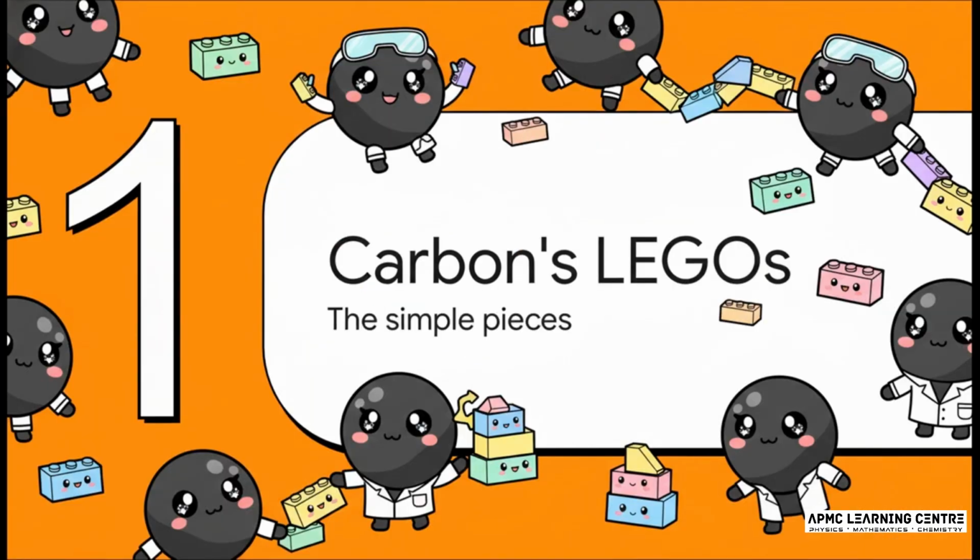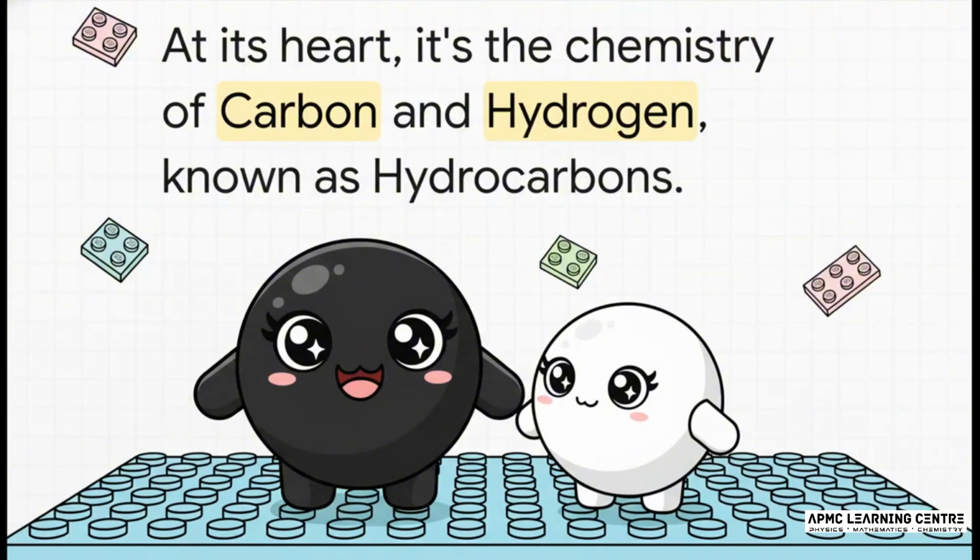Okay, first up, carbon's chemical Legos. You know, organic chemistry, when you boil it all down, is pretty much the study of one single element, carbon. It's so incredibly versatile that it forms the backbone of literally millions of different compounds that make up, well, everything. And the simplest of these carbon compounds, our most basic fundamental Lego bricks, are made of just two things, carbon and hydrogen. That's it. We call them hydrocarbons, and they are the absolute foundation for everything we're about to build.